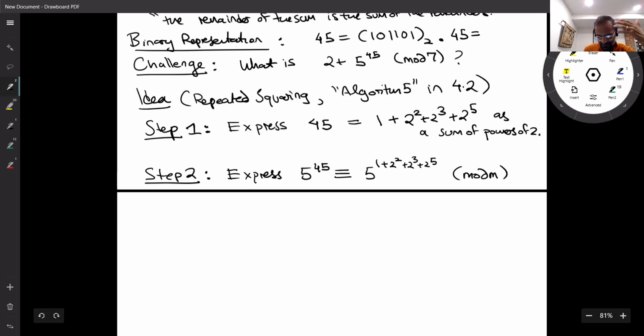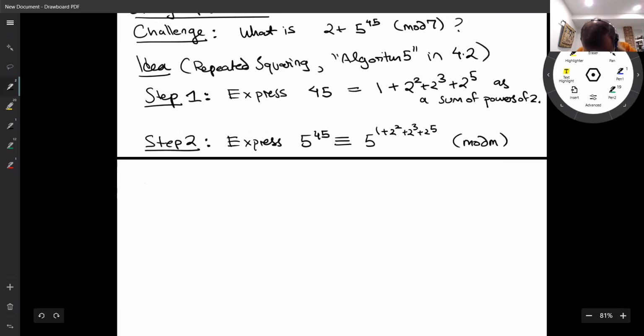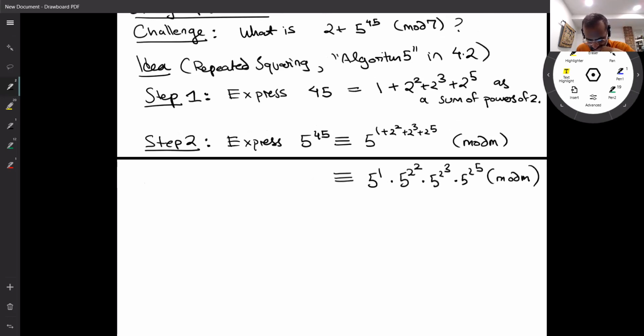Modulo m. This is just because this is equal. And now by just basic rules of exponentiation, I see that this is congruent to 5 to the 1 times 5 to the 2 squared times 5 to the 2 cubed times 5 to the 2 to the 5 mod m. Okay, so I'm expressing this as a product of powers of 5. In each case, the exponent of 5 is a power of 2.